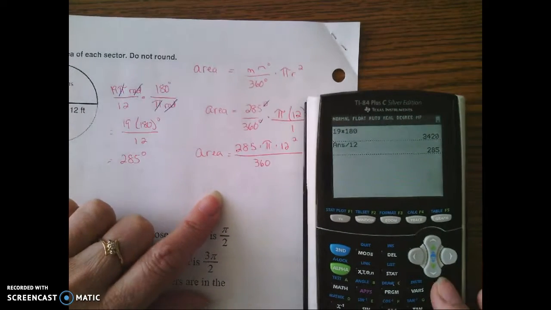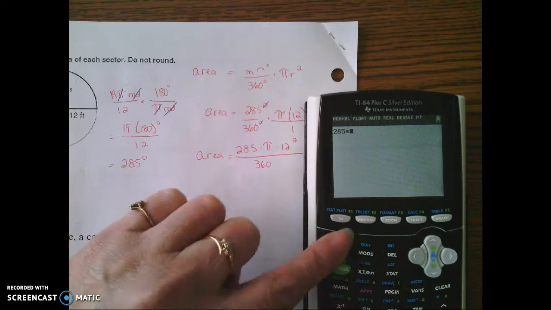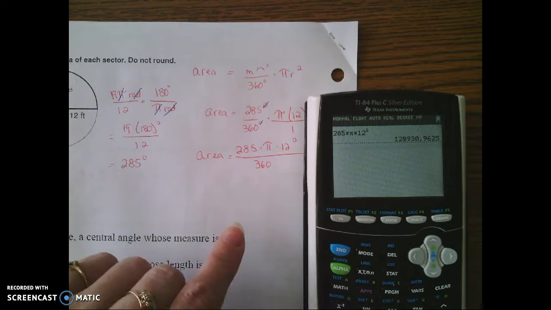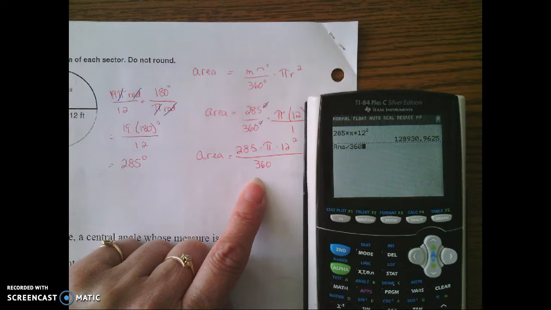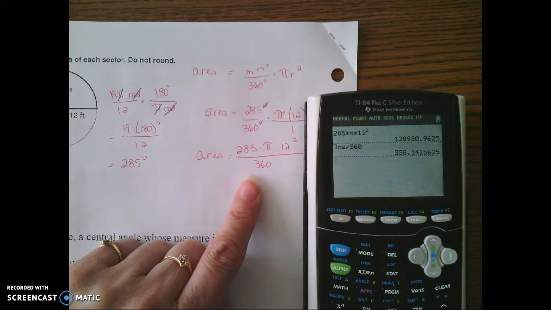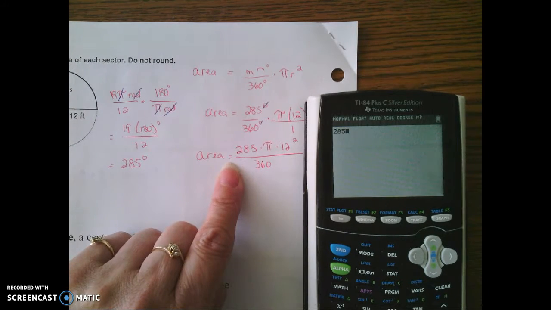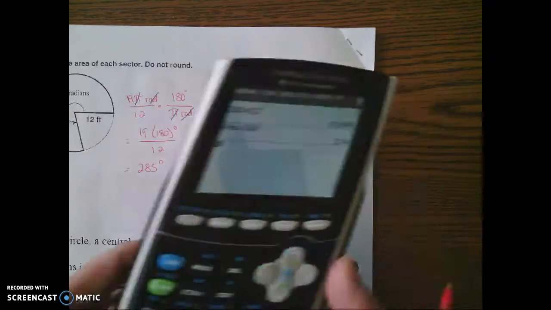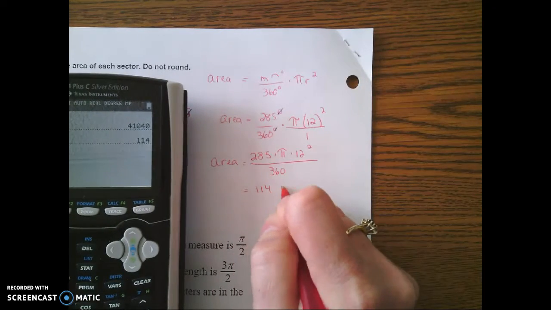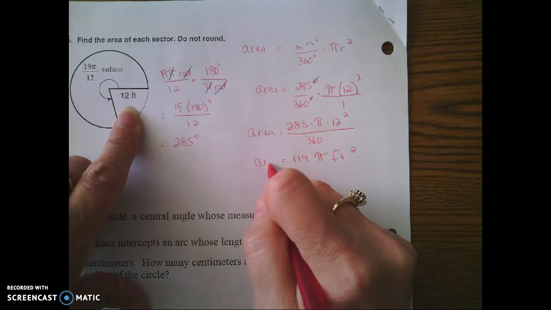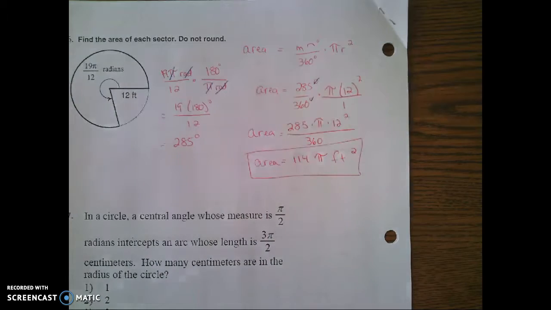All right, so I'm going to the calculator. 285 times pi times 12 squared. I'm just going to hit enter to get that numerator, and now divide the whole thing by 360. Oh, wait, my bad. It said do not round. So we do not want the value of pi in there. 285 times 12 squared, now divide that by 360, is 114 pi, and the units are feet squared. That's my area of this sector.